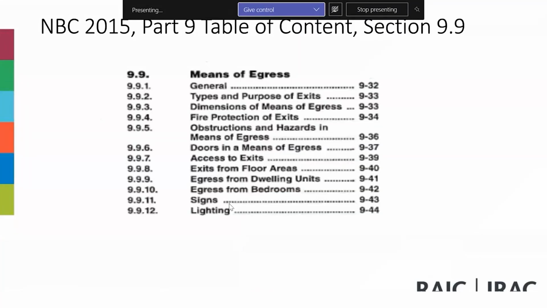Means of egress. So now we look at the means of egress that's in section 9.9. You've got the general 9.9.1, the type and purpose of exits, the dimensions of means of egress, the fire protection of exits, obstructions, the doors in the means of egress, the access to exits, exits from floor areas, egress from dwelling units, egress from bedrooms, signs, and lighting.